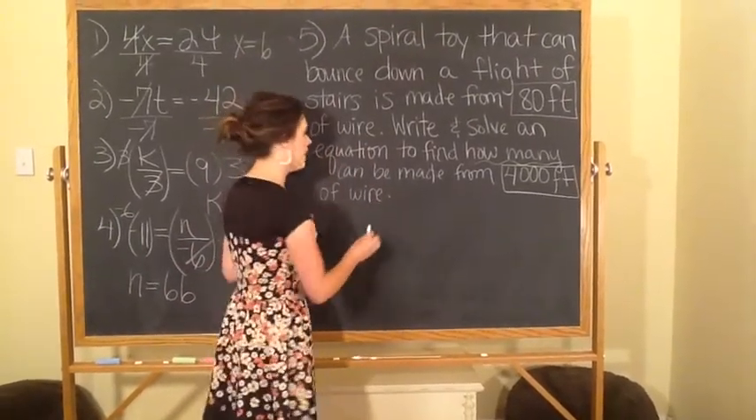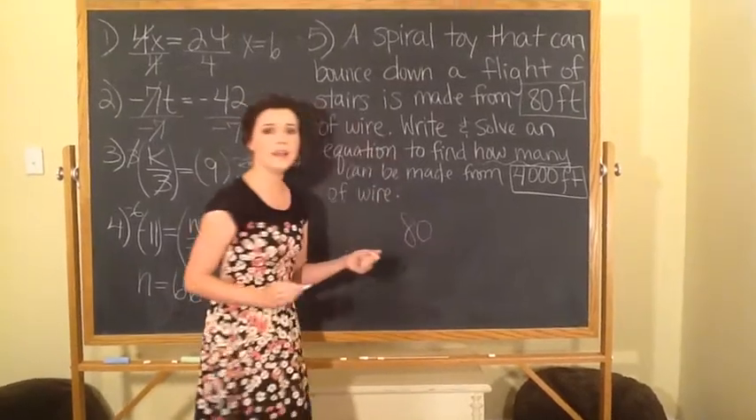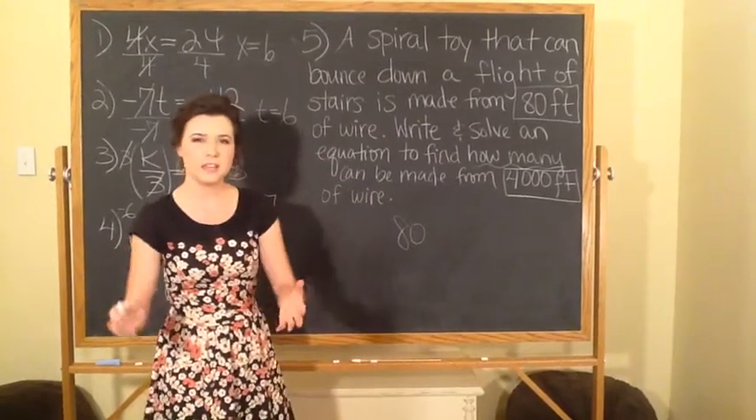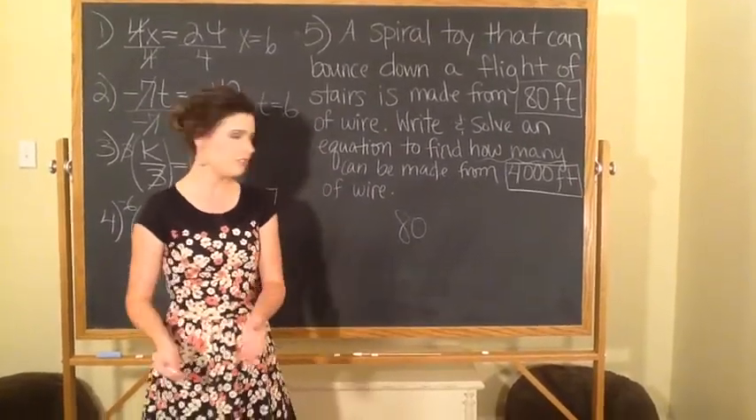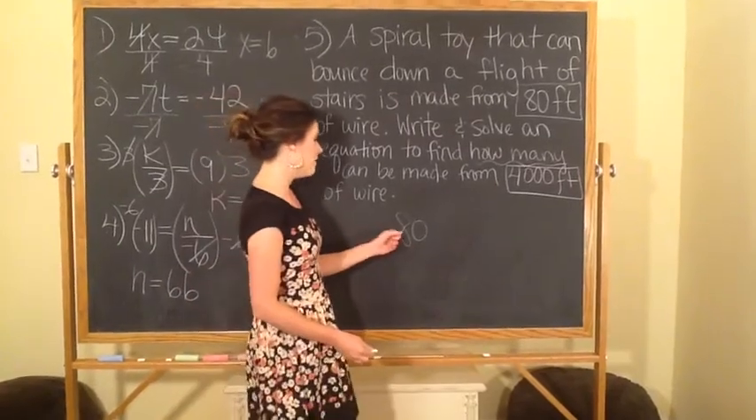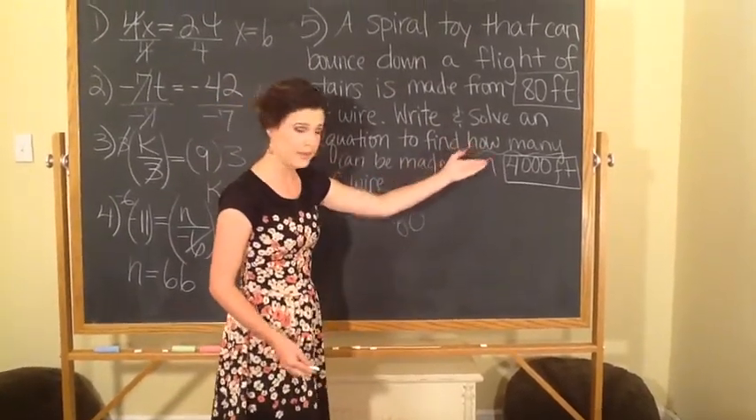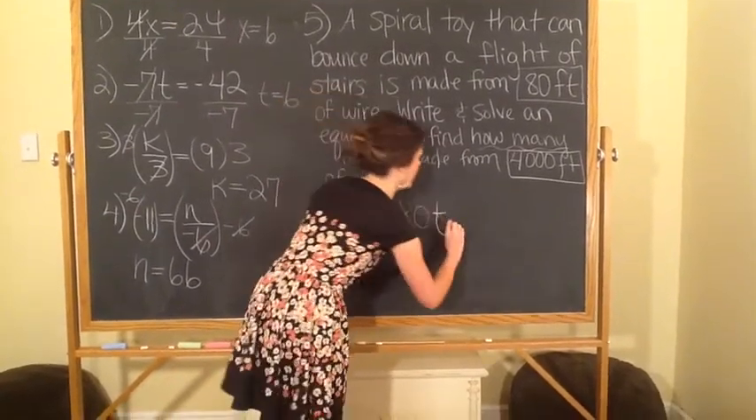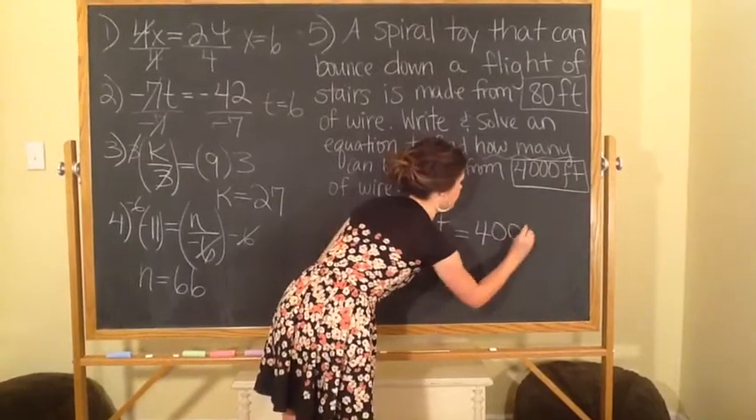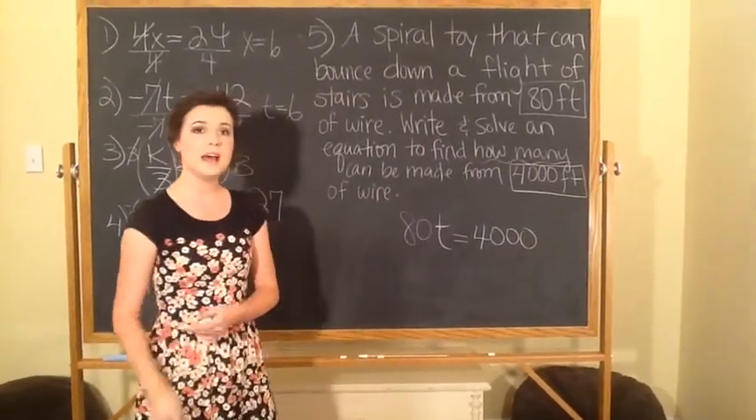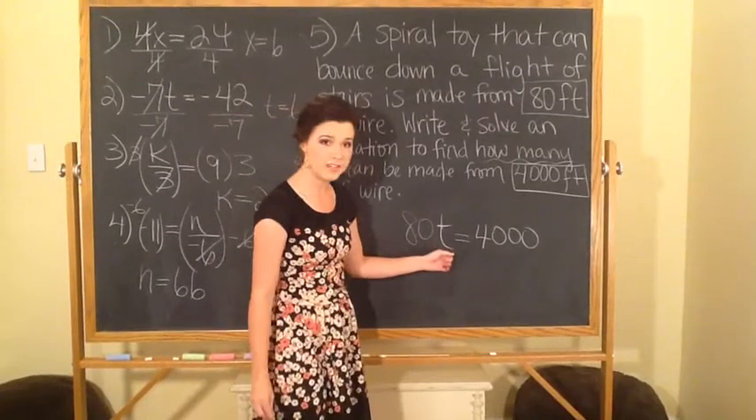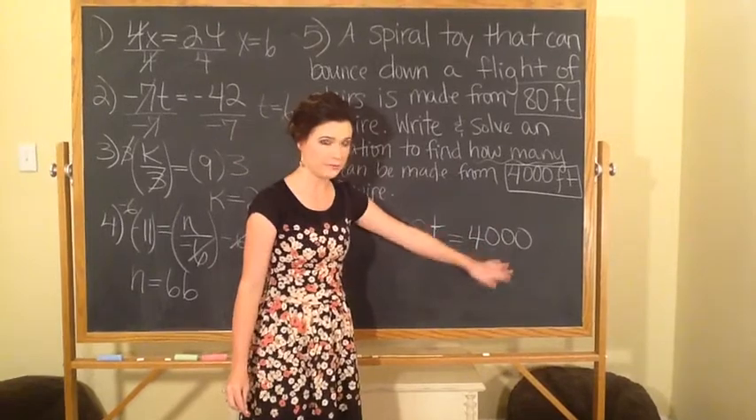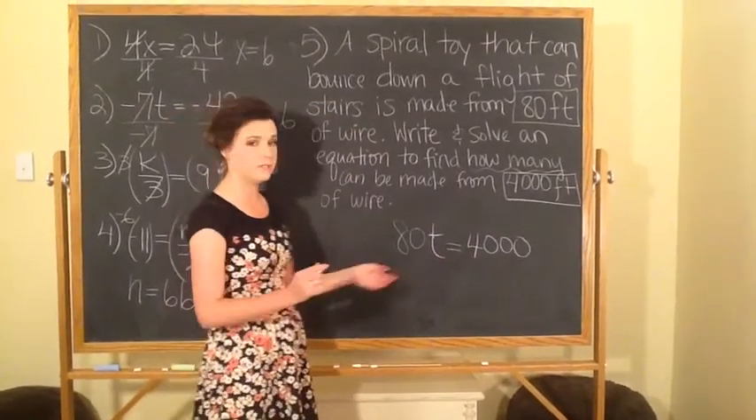So I know that if I said that each toy is made out of 80 feet, that means anytime you're saying something each, if I give you 2 pieces of candy each, we're going to be multiplying. So we have 80 times, so we don't know how many. So 80 times, I'm going to make it a T for toys, equals 4,000 feet. So that means that now we have 80 times however many toys we make is going to say that we need 4,000 feet of wire. So I'm going to have to now solve for T.